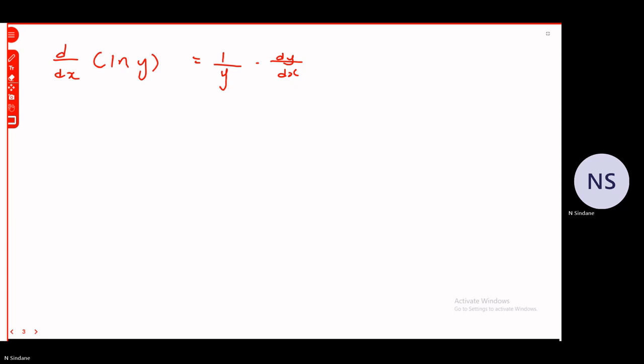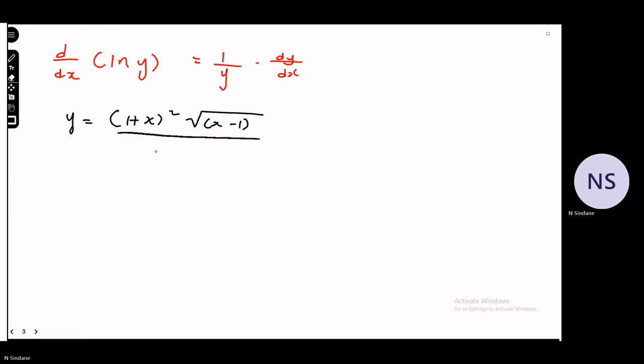Say you're given something like y is equal to (1 plus x squared) times the square root of (x minus 1), divided by x times the square root of (x plus 2).